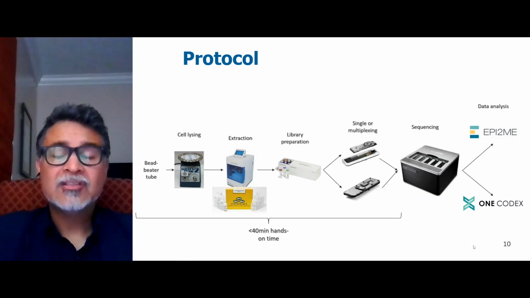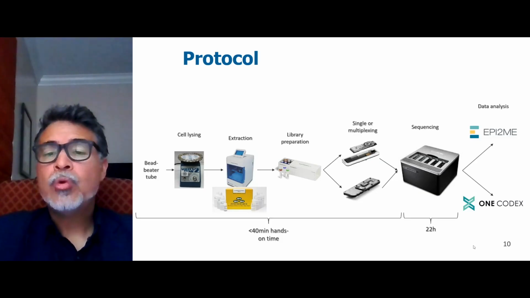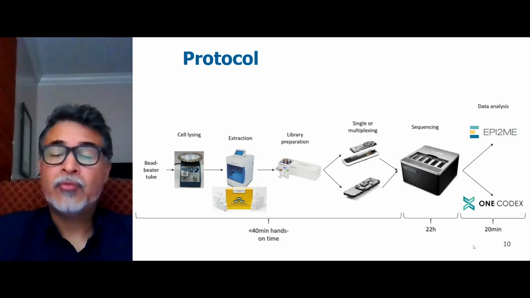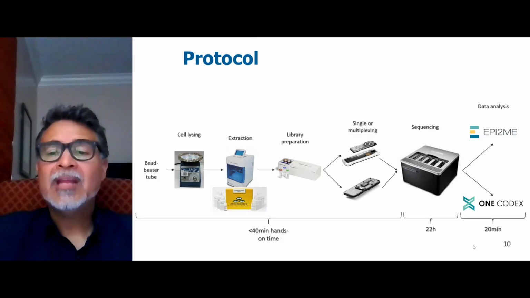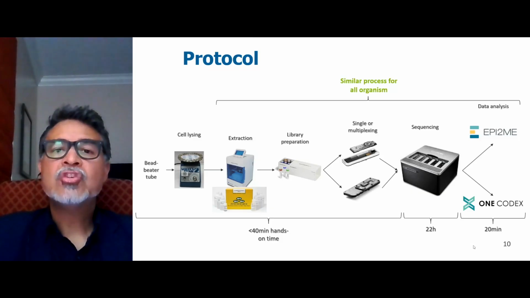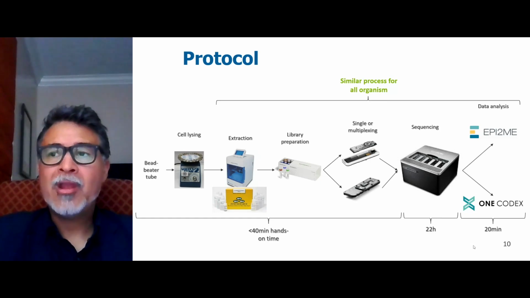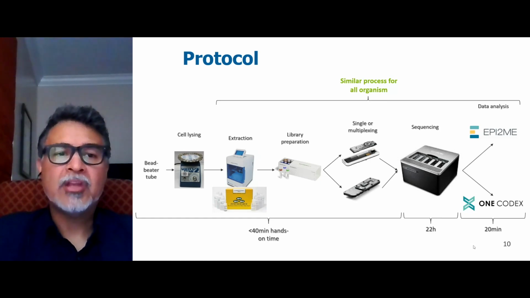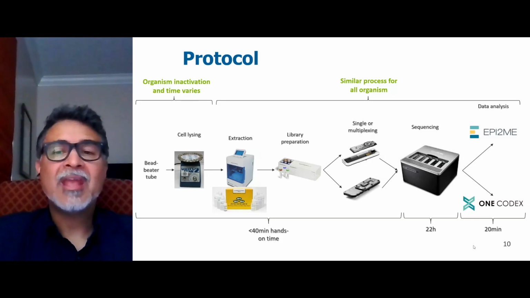The whole hands-on time is less than 40 minutes. We sequence for 22 hours, and the data analysis probably takes 20 minutes for all the isolates. So in total, we have approximately 22 to 24 hours from beginning to end. This is a similar process for all isolates: bacteria, mycobacteria, and fungi. The only thing that is different is the sample preparation at the beginning of the process, which can vary based on the organism.